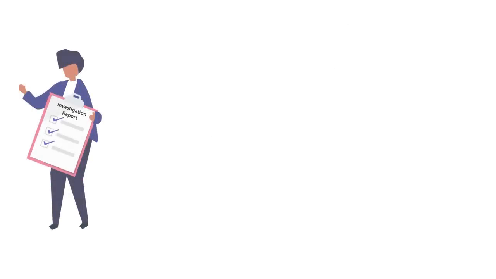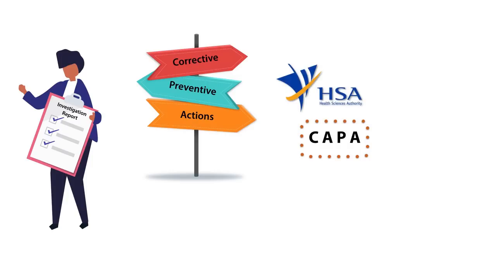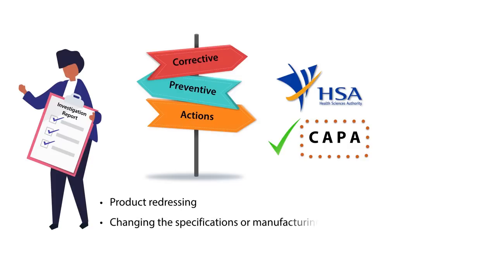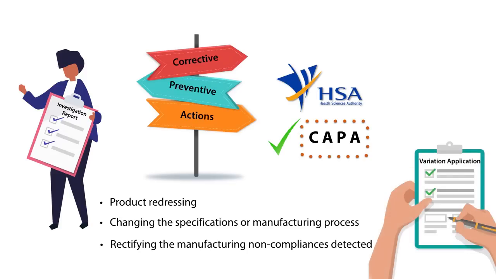Following the submission of a product defect report, you must ensure an investigation is conducted to identify the root cause of the defect. Preventive and corrective actions, or CAPA, should be proposed to rectify and prevent future recurrences. The full investigation and the CAPA report should then be submitted to HSA. The types of CAPA may include the redressing of the product, changing of the specifications, or the manufacturing processes. HSA will then assess if the proposed CAPA is adequate. Where implementation of a CAPA requires a submission of a minor variation application, or MIV, the timelines of submission of an MIV is to be provided.